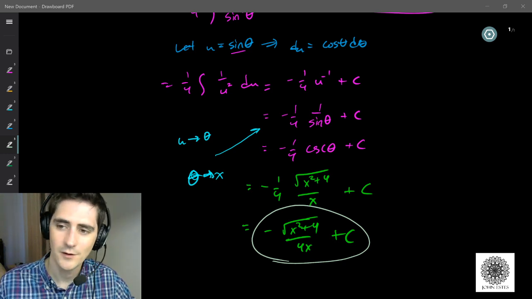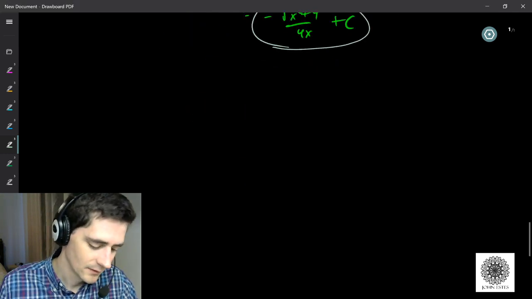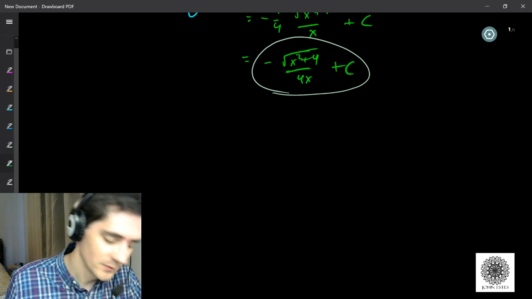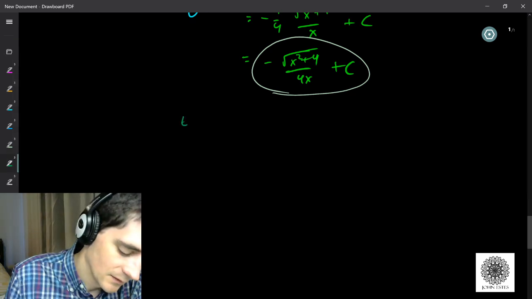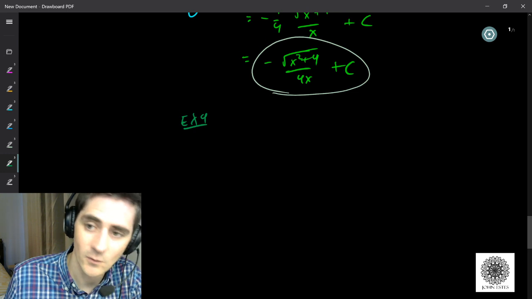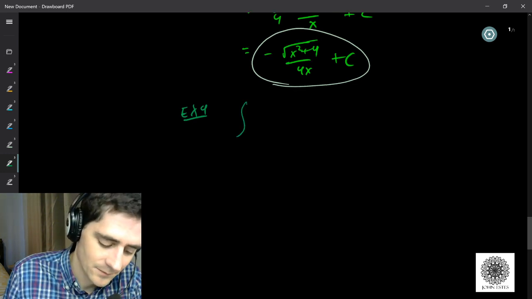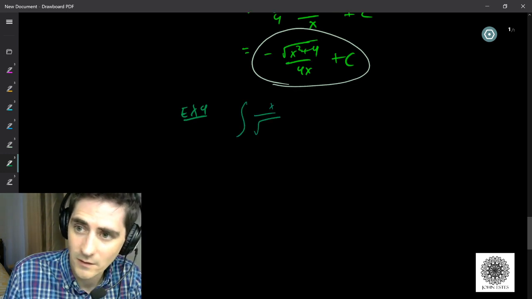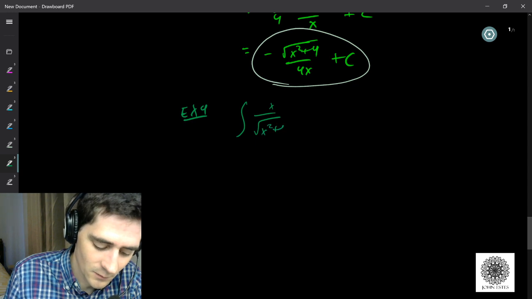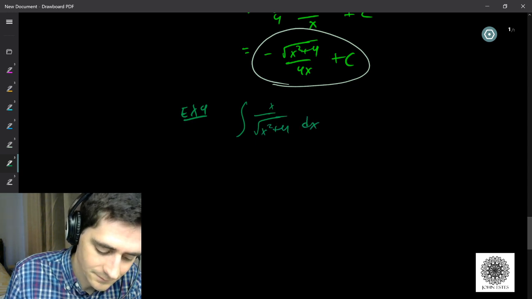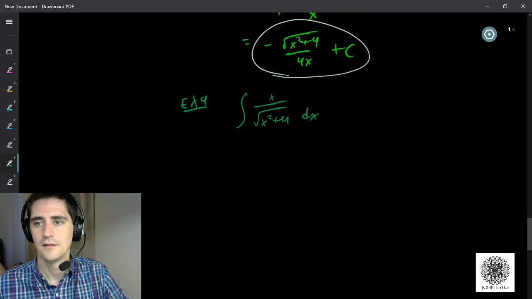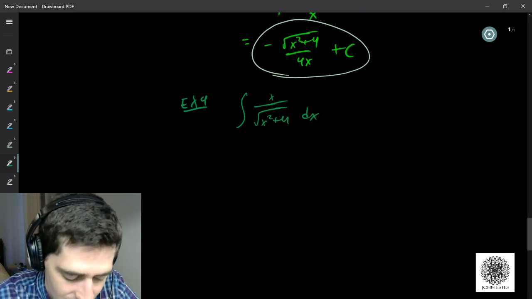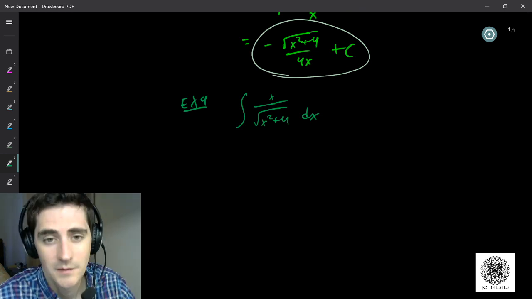All right, and let's just work a few more, okay? So there are plenty of examples here, and I want to make sure you see everything. So we're just going to keep going. Example 4, this time we want to integrate x over the square root of x squared plus 4 dx. All right, now, so we want to use trig substitution, right?